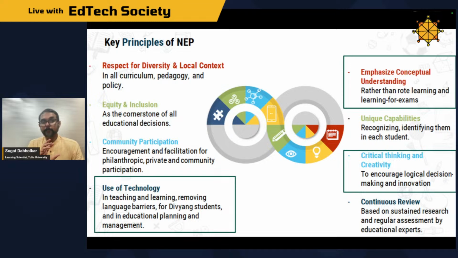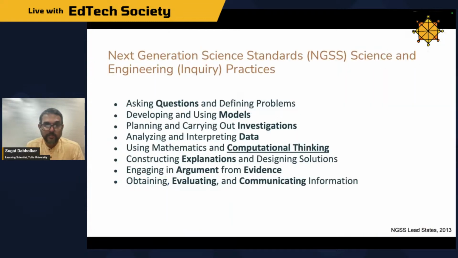But the new policies all over the world, including national education policy, is promoting shift in this direction. And next generation science standards in the United States have these list of practices, which are called science and engineering practices. And I think it's important to teach these practices to our students in engineering, in medicine, in undergraduate programs, as well as in schools, right?